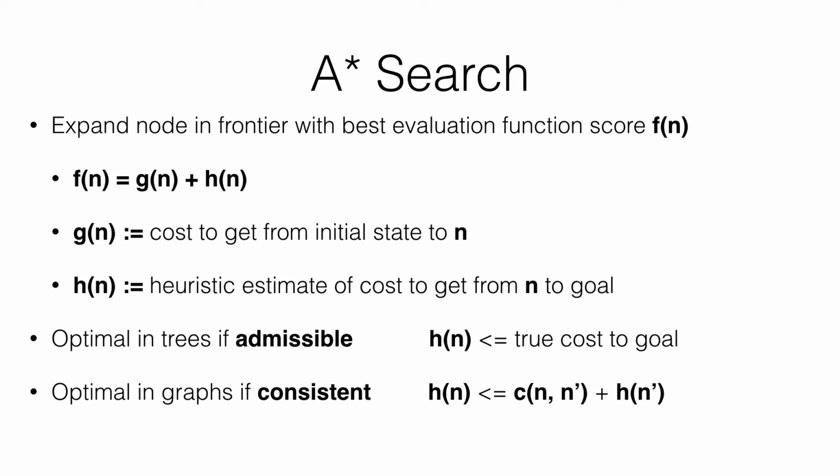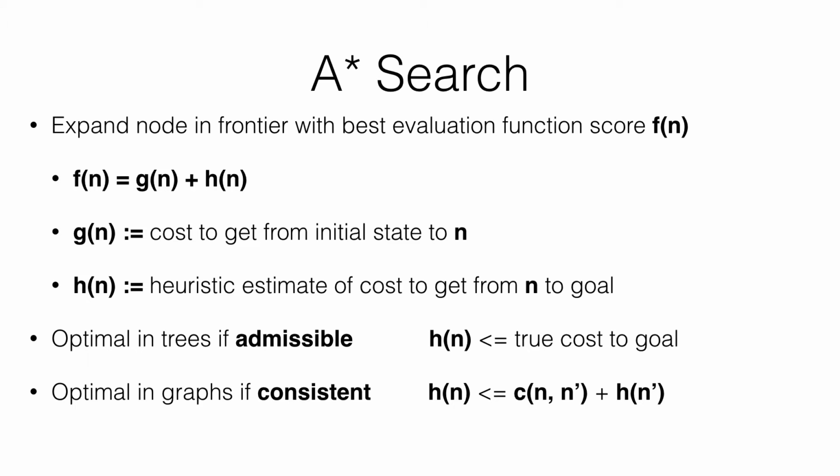The h of n is always an underestimate of the actual cost it will take to get to the closest goal. And in graphs, if the heuristic is consistent, which is defined by this equation on the bottom right, then A star search becomes optimal. And there's some tricky things that happen in the graph search setting that we'll talk about a little bit at the end of this video. But first, let's think about the tree situation, where it's a little bit easier to think about.